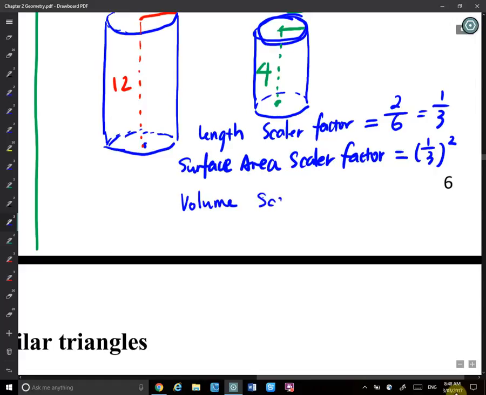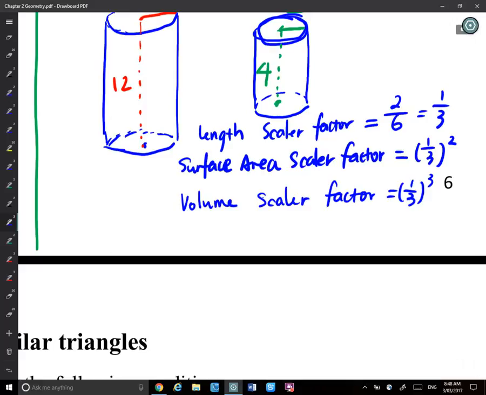Another thing we talk about with 3-dimensional shapes is the volume. The volume scale factor equals 1/3 to the power of 3. For volume, we cube the scale factor.